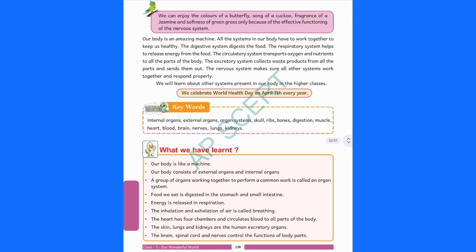Food we eat is digested in the stomach and small intestine. Energy is released in respiration. The inhalation and exhalation of air is called breathing. The heart has 4 chambers and circulates blood to all parts of the body. The skin, lungs, and kidneys are the human excretory organs. The brain, spinal cord, and nerves control the functions of body parts.